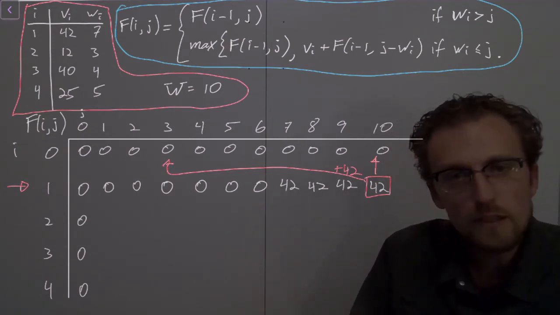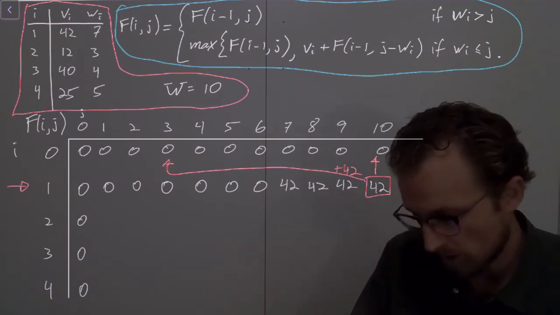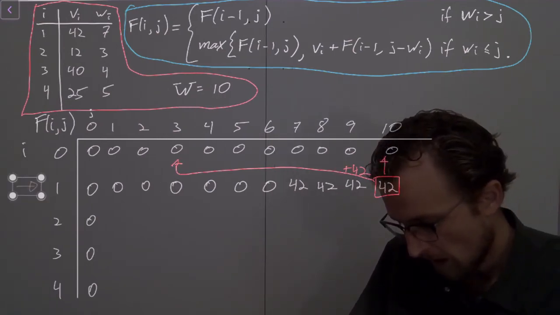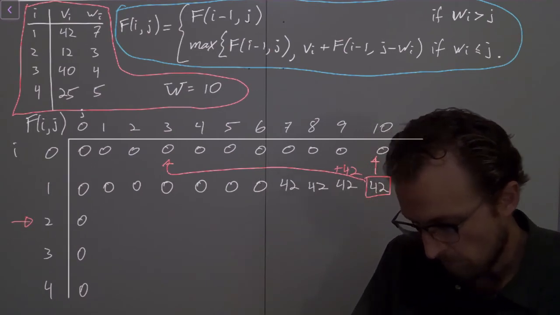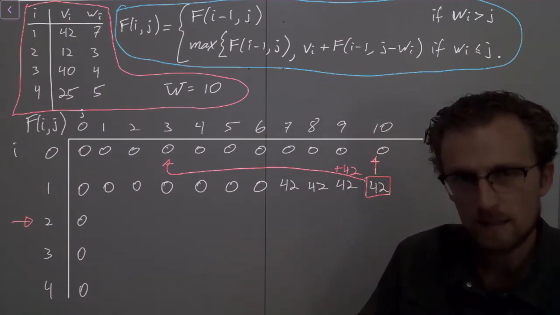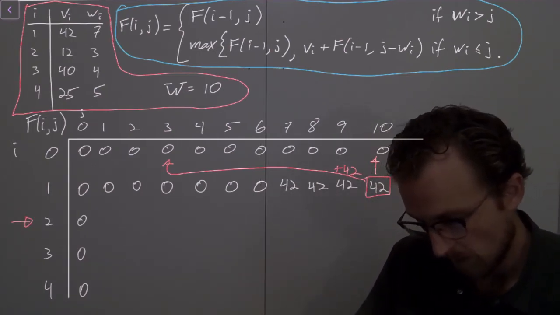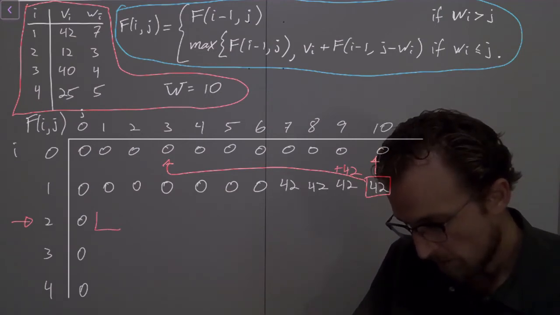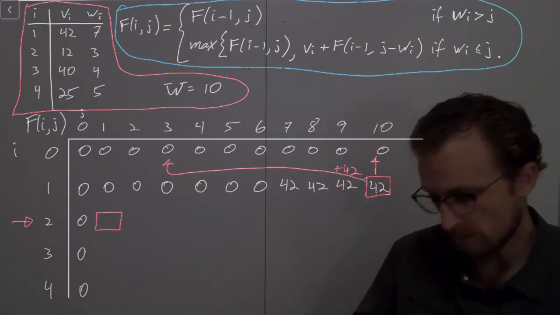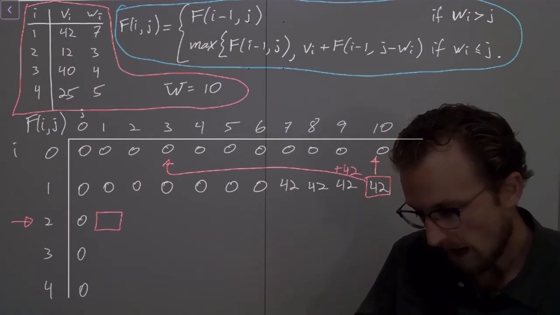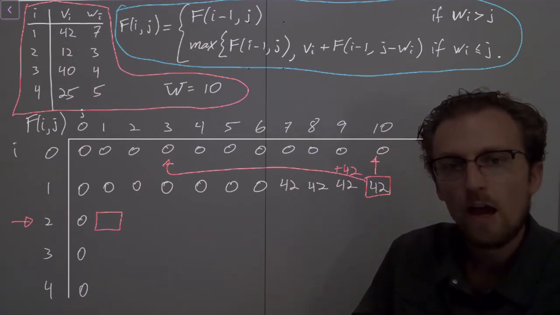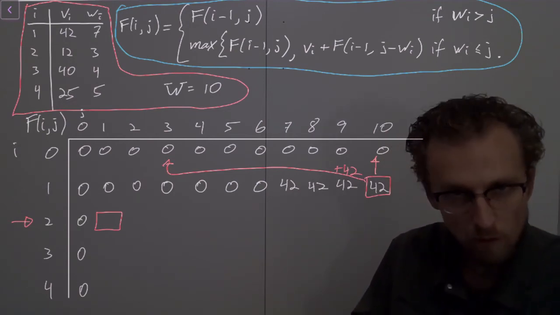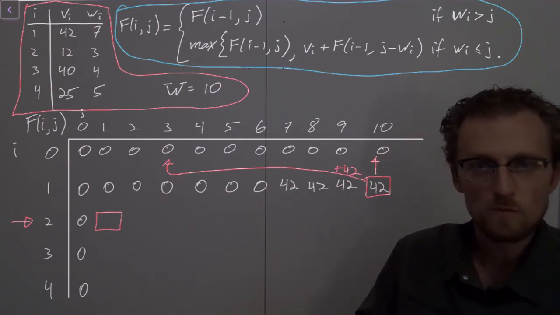Okay. So now let's go to the next row. So let's index this thing forward and start asking, okay, what if now we have access to item 2? All right, so what do we do in this box here? Well, this box is saying, what if I have access to 1 and 2, so I can use either or both, and my capacity is 1?